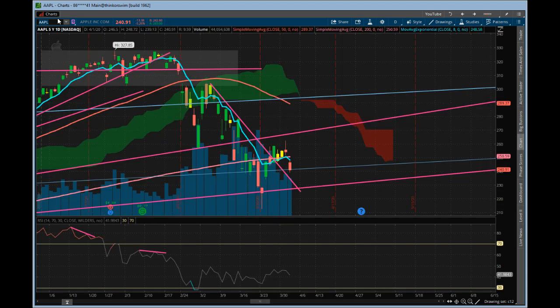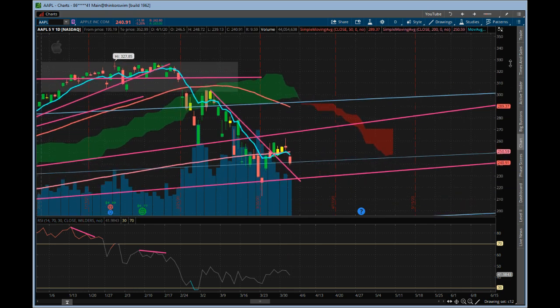Let's see. Yeah, interesting move back down. It did hold a prior pitchfork level here. You can kind of see the pitchfork, those three blue lines right there.